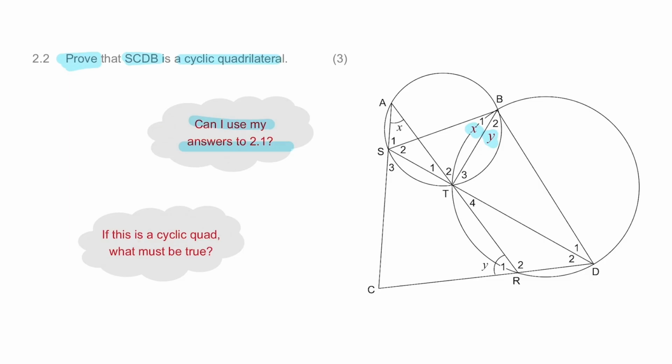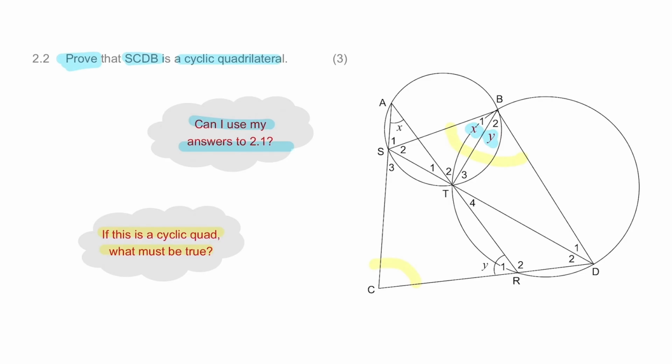The second thing that you definitely need to think about is, if this is a cyclic quad, then what has to be true? There are three theorems that link to the cyclic quad. If you want to prove a cyclic quad, you either have to prove that the opposite angles add up to 180 degrees. So in other words, could we possibly prove that angle B and angle C add up to 180?